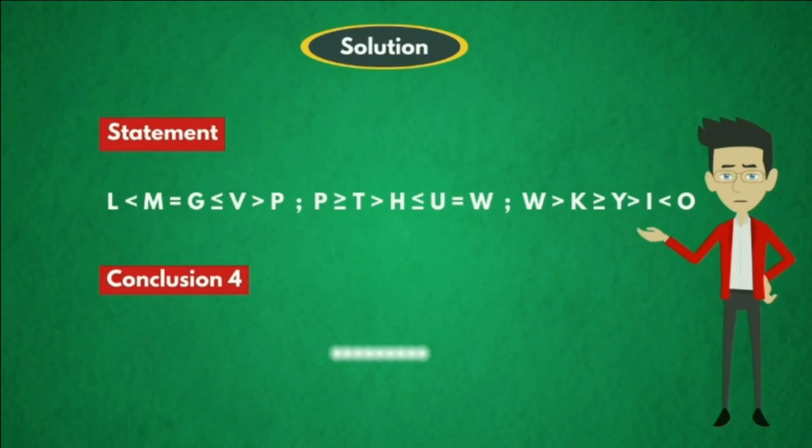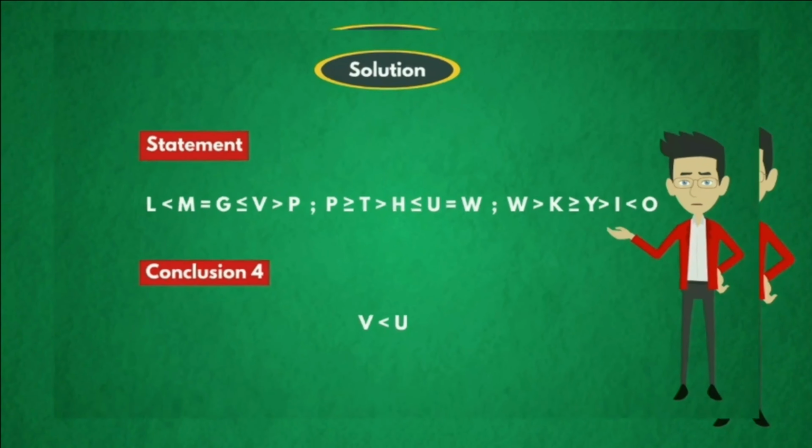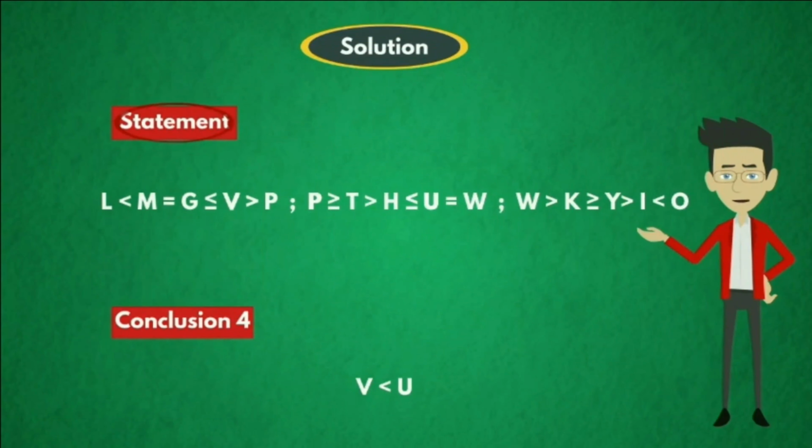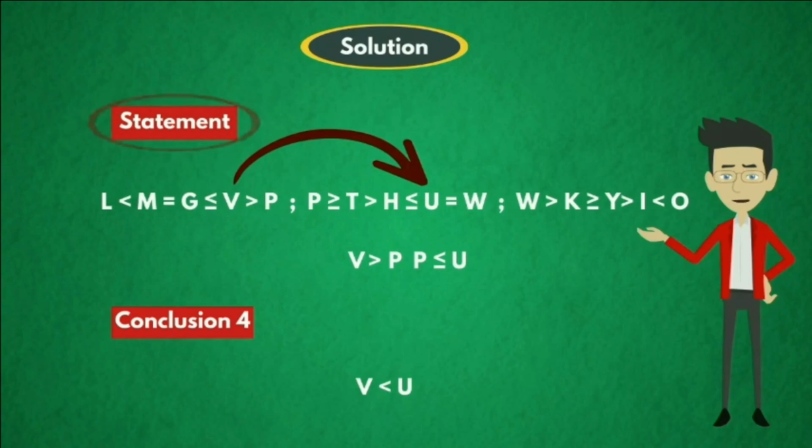Conclusion 4. V less than U. Here in the statements, we don't have a direct relation between V and U, but we combine V greater than P and P less than or equal to U. Here we have a relation from V to P and P to U. So we will get a relation from V to U. In this statement, P less than or equal to U.